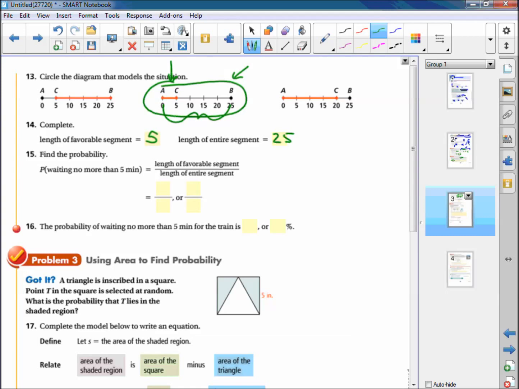All right, so what's the probability that the commuter will have to wait no more than 5 minutes? Well, the chance the train comes in the first 5 minutes is 5, the length of this segment, the red part, divided by the whole segment, which is 25, which will make the chances of them not having to wait more than 5 minutes 1/5. So the probability of waiting no more than 5 minutes for the train is 1/5, or as a percentage, 20%, or you could even write it as a decimal, 0.2.